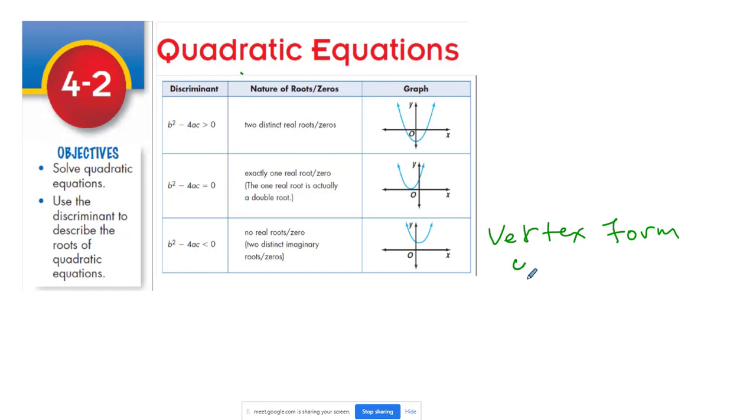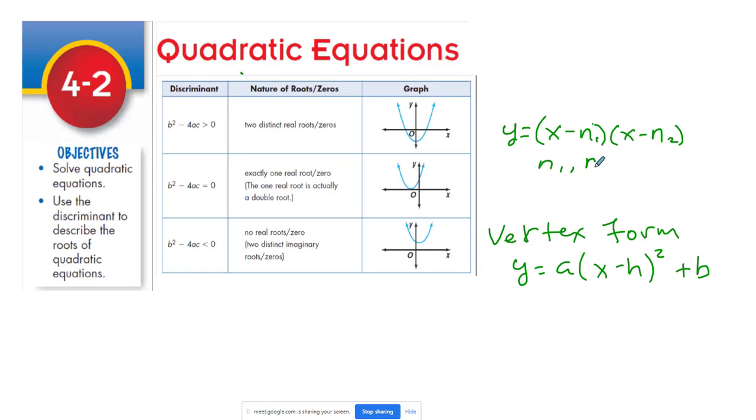And vertex form is y equals a(x minus h) squared plus b. So that's the vertex form. The normal form that we're going to use for these others, where we can actually see where they cross the x-axis, where primarily we can use vertex form if we wanted to, but the easiest way is to do x minus some number times x minus another number, where n1 and n2 are the roots.